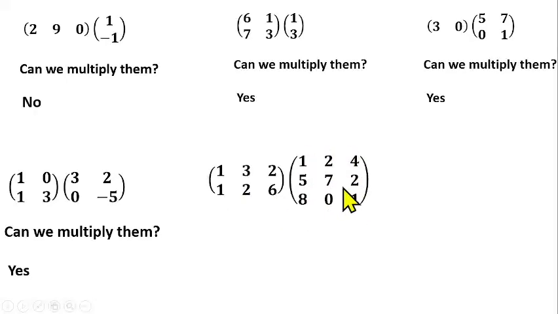So that means they can multiply as well. The number of elements in the row of the first matrix must be equal to the number of elements in the column of the second matrix. So we can multiply them out.